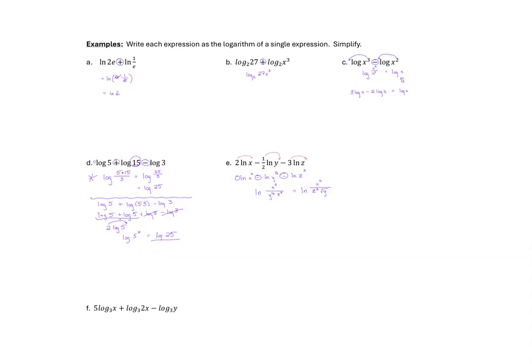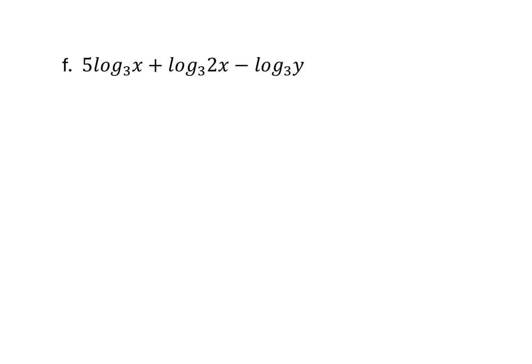Oh, we do have one more. Okay, let's look at the last one. Last one we have 5 log base 3 of x plus log base 3 of 2x minus log base 3 of y. All right, so when we combine this, the first thing we want is I only have one coefficient, so I'm going to go ahead and move it up to the exponent. What we end up with is log base 3 of x to the 5th. We still have log base 3 of 2x minus log base 3 of y.